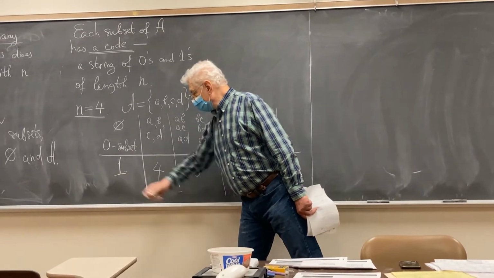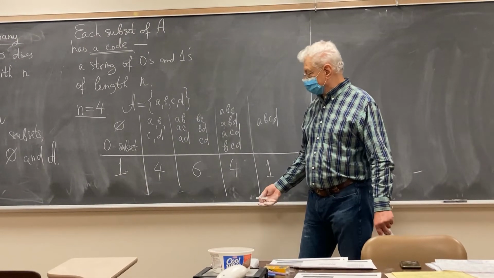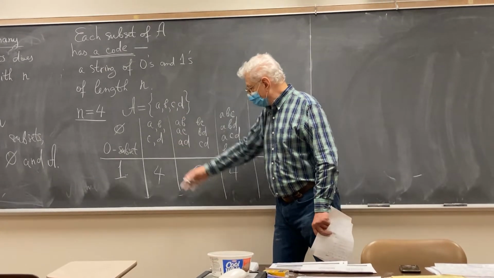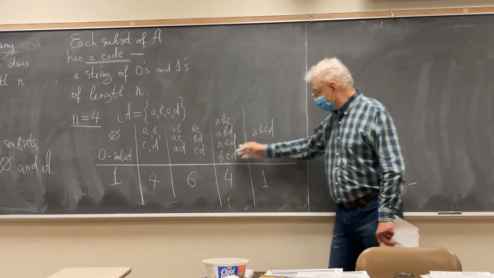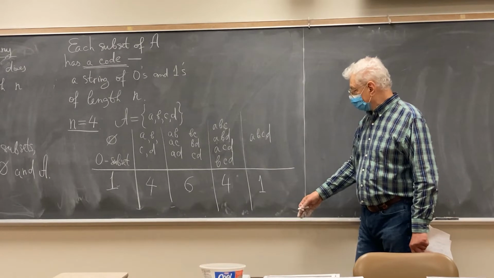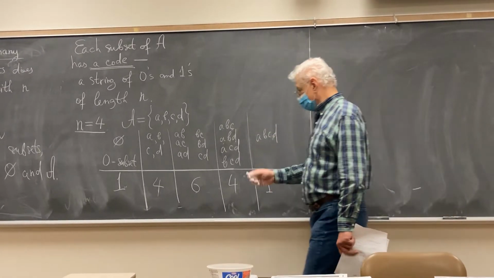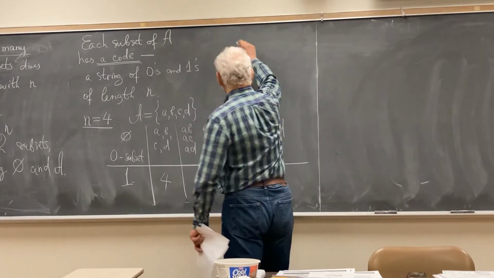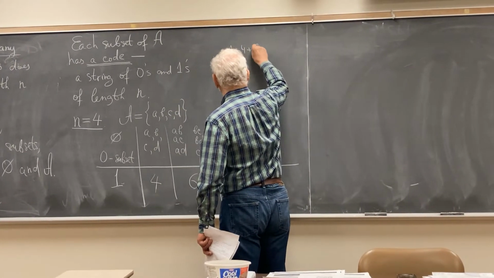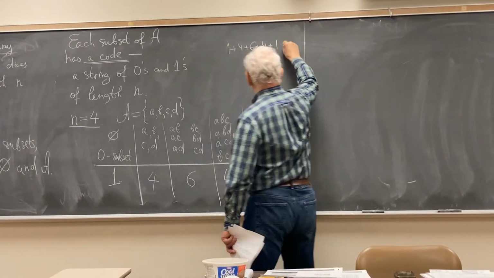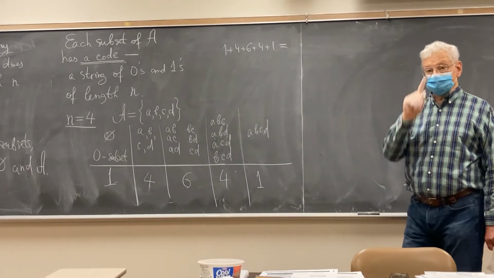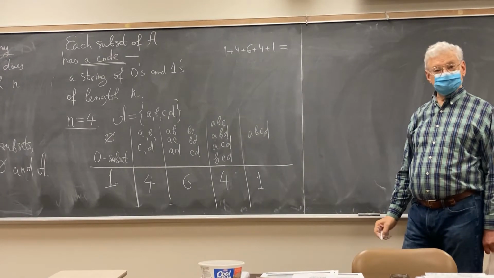One subset has no elements, 4 has exactly 1, 6 has exactly 2, then 4, and then 1. And so the numbers are these. So if you add them up, 1 plus 4 plus 6 plus 4 plus 1, you get a very interesting number, which is, please tell me what is that?